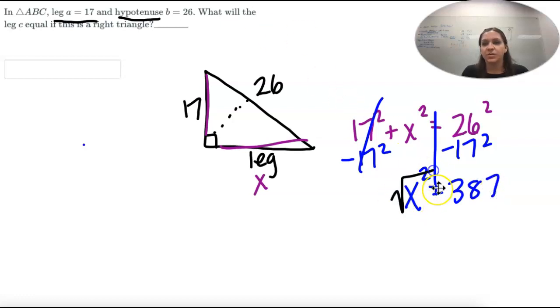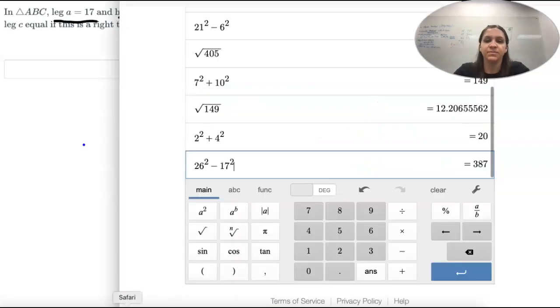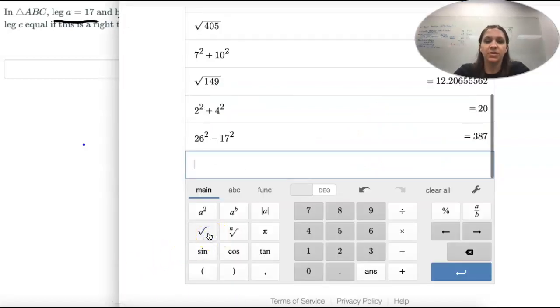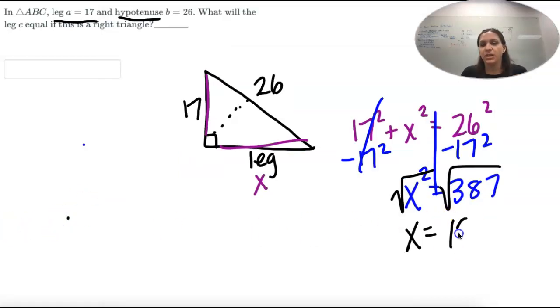And then we're going to take the square root of both sides. So x equals the square root of 387, so 19.67. When it doesn't tell you to round to anything, round to the nearest hundredth. That means 2 numbers after the decimal.